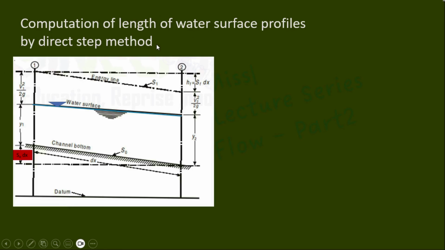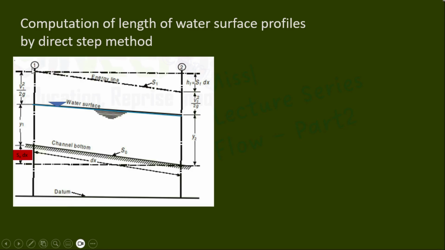In the direct step method, the channel is divided into short reaches and the computation is to be carried out step by step from the control section. The figure shows a portion of the channel between the two sections 1 and 2, which is at a distance of dx apart. S0 is the bed slope and SF is the slope of the energy line. HF indicates the head loss between the two sections, which is equal to SF into dx.